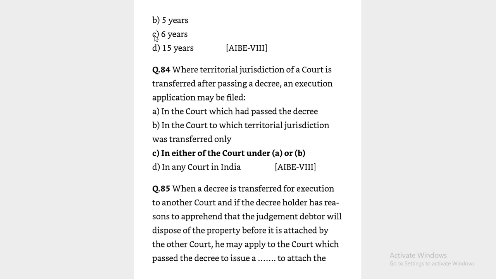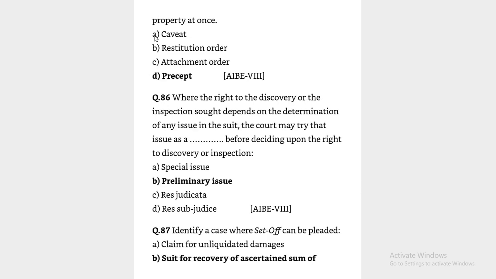When a decree is transferred for execution from one court to another court, if the decree holder has reason to apprehend that the judgment debtor will dispose of his property before it is attached by the court, he may apply to the court which passed the decree to issue a precept to attach the property at once.